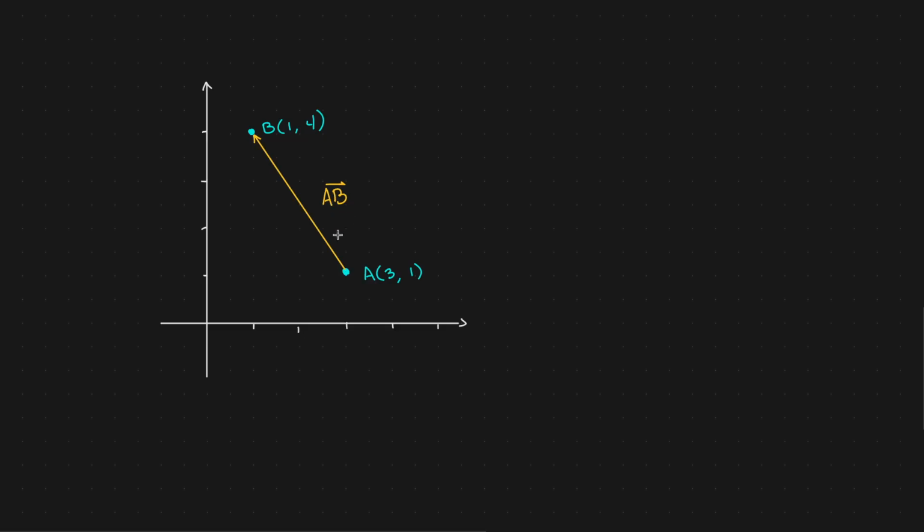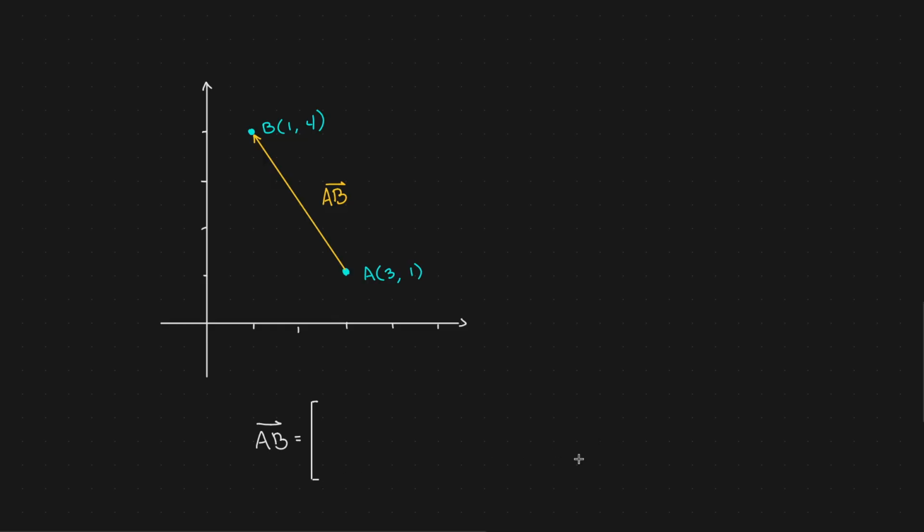And just a word here, make sure you get the order right. AB is not the same as BA, right? BA would be pointing the other direction, from B to A. We want the vector pointing from A to B. Okay, so how do I find the components of this vector? Well, I'm in two-dimensional space, so I know I'll have two components.